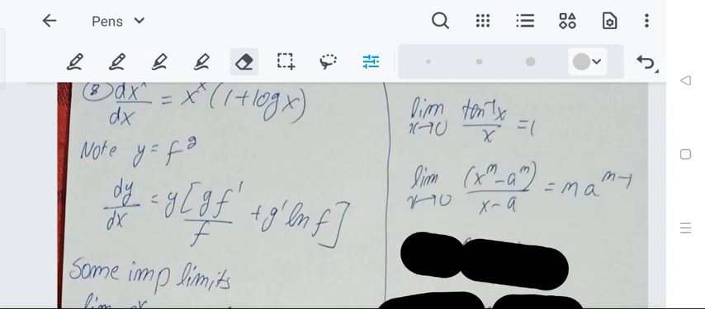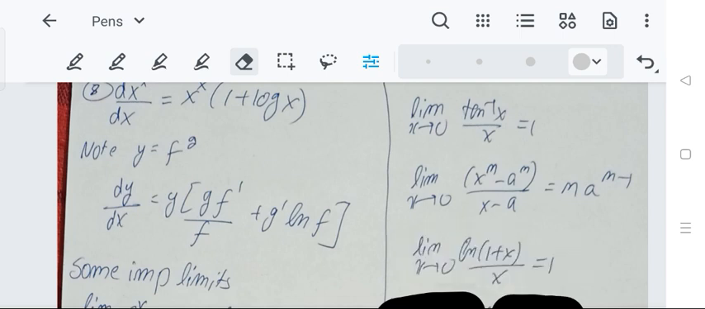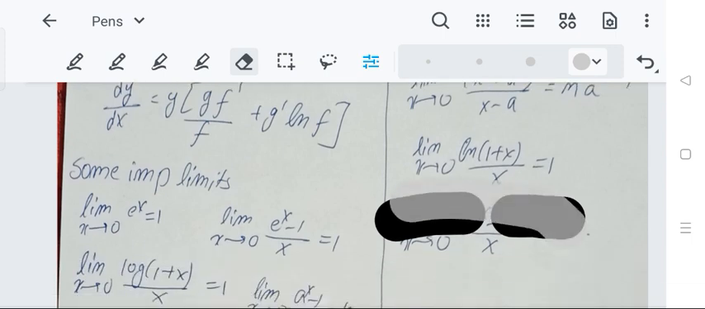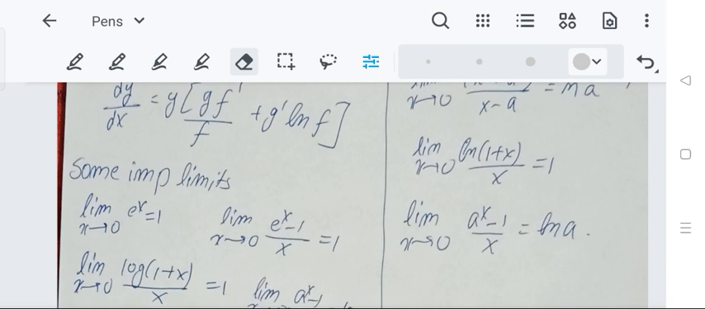Now if a question comes, limit x tends to a, x raised to the power n minus a raised to the power n divided by x minus a, then the limit is simply n times a raised to n minus 1. This limit is used in many questions. If x tends to 0, limit of ln of 1 plus x divided by x is equal to 1. And the last limit property, this property is also very much important: if limit x tends to 0, a raised to the power x minus 1 divided by x is equal to ln of a.